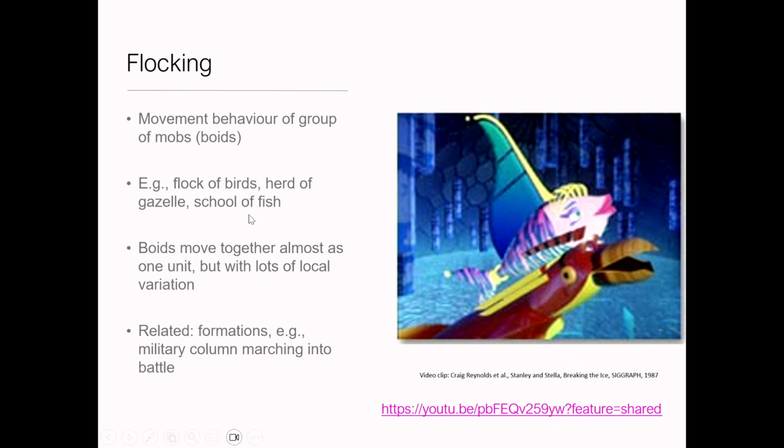So the idea here is that you've got multiple similar objects that are moving together more or less as one unit, but they're not all moving exactly the same, because that's not going to look like natural animal behavior. So you want some sort of variation in their behavior as well. The animals are roughly moving in the same direction at roughly the same speed, but there's some variation. If everything's moving in the same direction at the same speed, that's like a marching band or something like that.